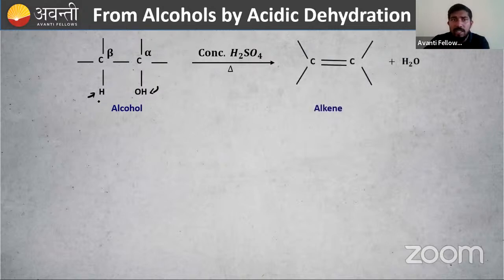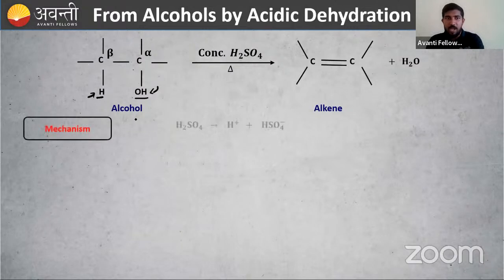So you have to remove water. Here we have hydrogen, here we have OH. Then simply remove that, then make a double bond, C double bond C, then H2O. We are removing H2O in the presence of an acid. That is known as acidic dehydration. It is very simple, right? But there is a mechanism behind that. So what is the mechanism? First, we have an acid.